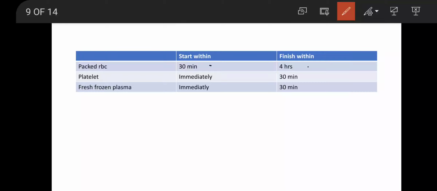So that means you have taken the platelet bag and packed RBC bag separately from the refrigerator. Packed RBC is actually at 4 degrees Celsius. So you have taken it from the refrigerator and you can keep it for 30 minutes near you and start giving after giving this platelet. That means you can start within 30 minutes.